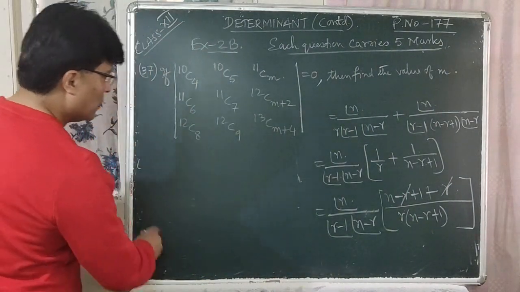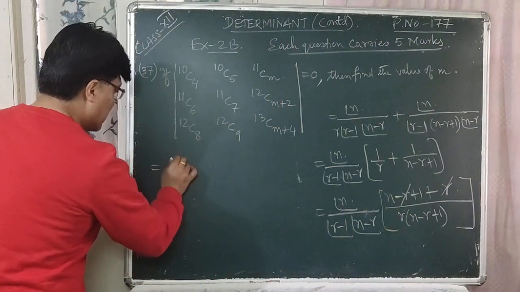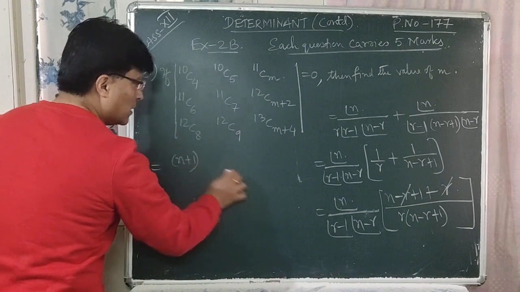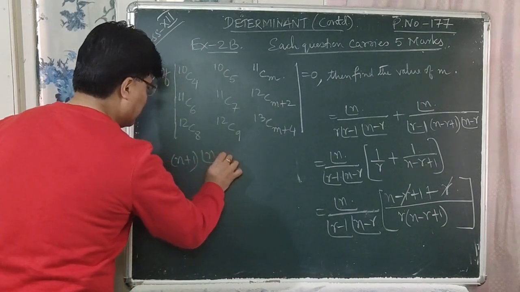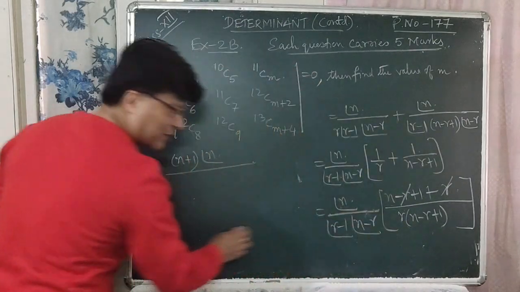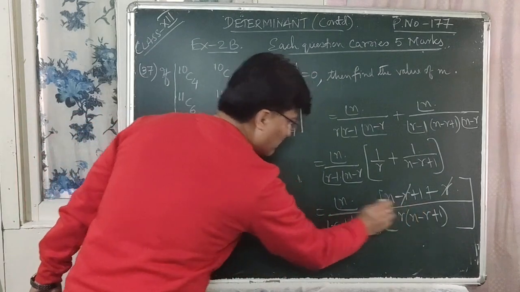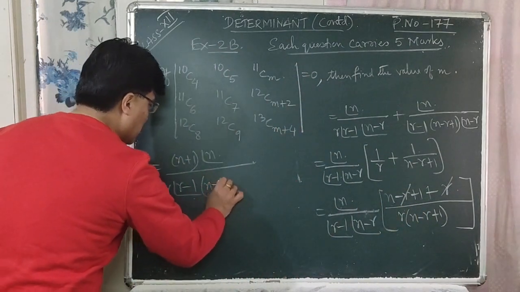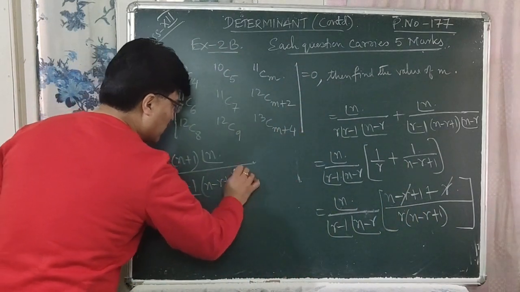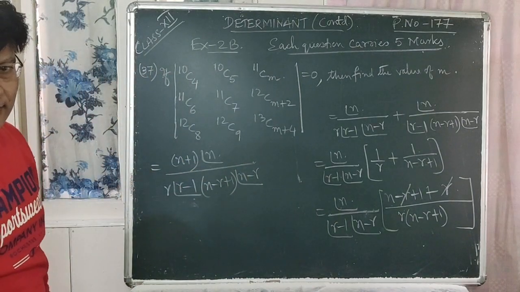So this is equal to, now this is your n plus 1. So write n plus 1 first, then write factorial n divided by, now you first write r, then factorial r minus 1, then write n minus r plus 1 first, then write factorial n minus r. So it is simplified, okay?